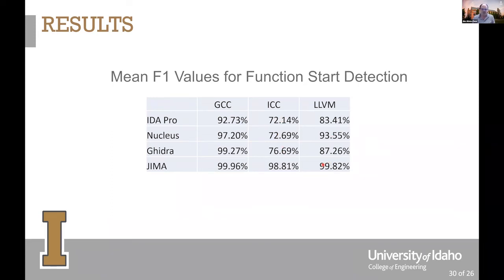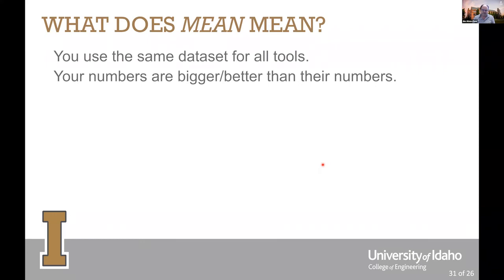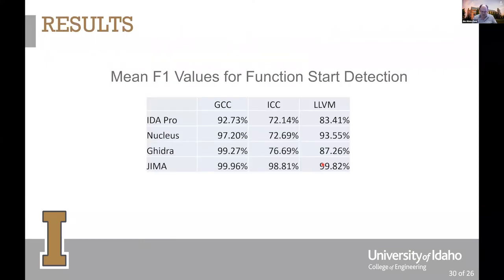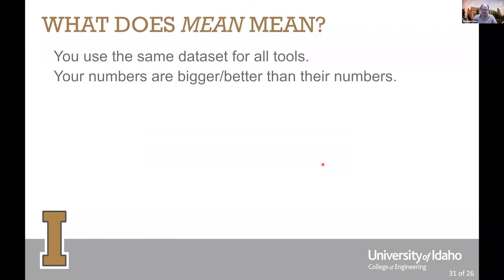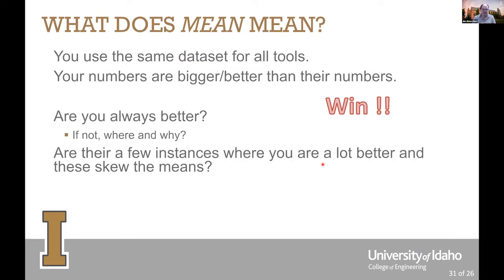But what does it really look like? We're talking about the mean, the average. What does the mean mean? I use the same data set for all tools, and if my numbers are bigger and better than their numbers, I win, right? That's what I often see in a lot of these publications, and this is one thing I'm railing on just a little here. Because are you always better? If not, where and why?